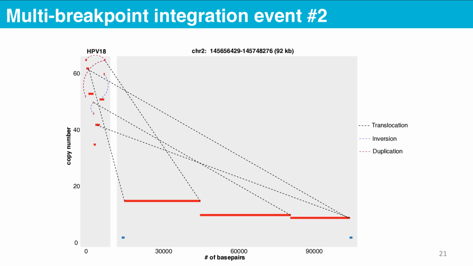It goes up to around 65 copies, and the chromosome, that should be chromosome 8, the chromosome 8 segment gets amplified to about, I think, 18 or so copy number. So the lines connecting the 2 chromosomes show the translocations, and the blue lines on the HPV 18 genome show the inversions, and the pink line shows duplications.